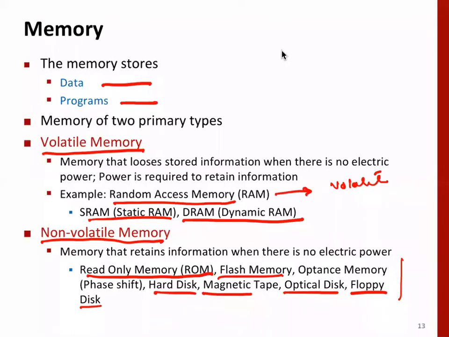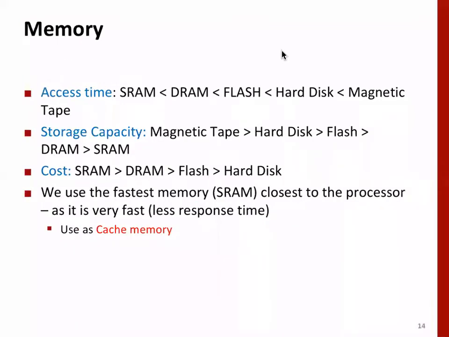And memory stores data and program. And then we have various attributes associated with memory. One important attribute is access time: how much time it takes to read a unit of data. And we have seen the analogy in one of the lectures.